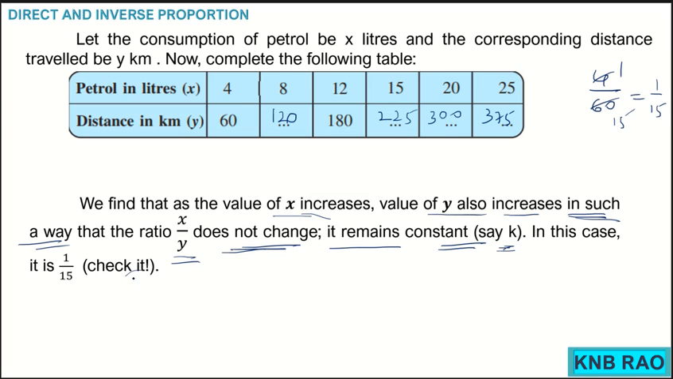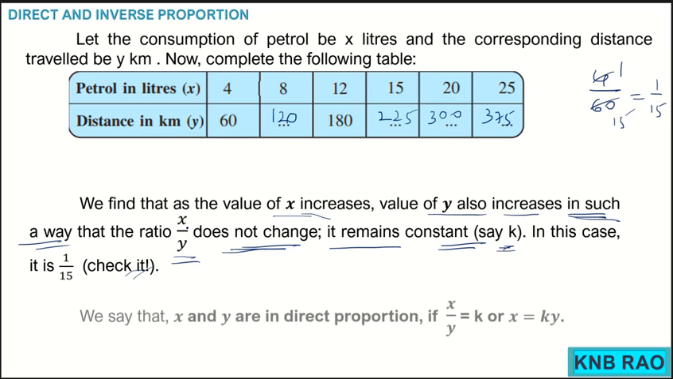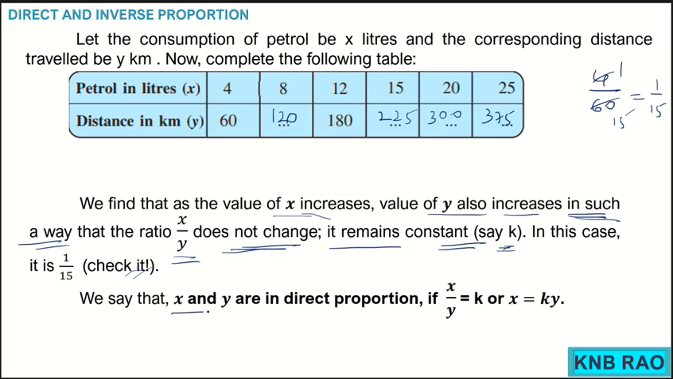You can even check it. We say that x and y are directly proportional, or we say they are in direct proportion, if x upon y is constant.